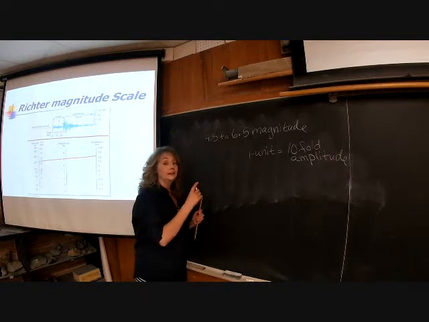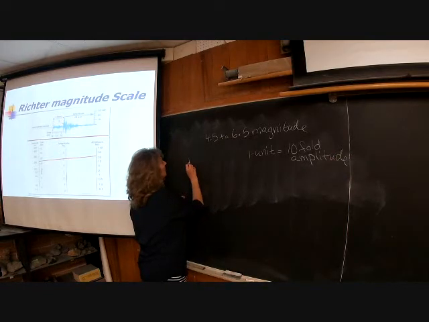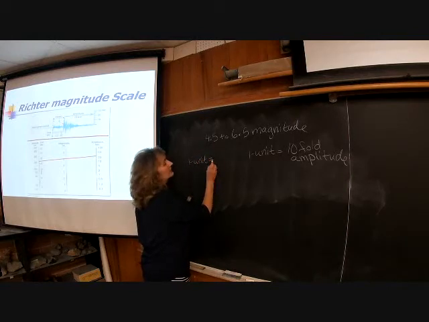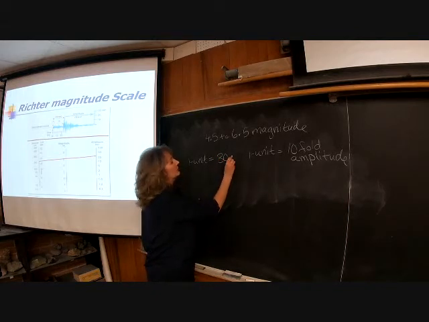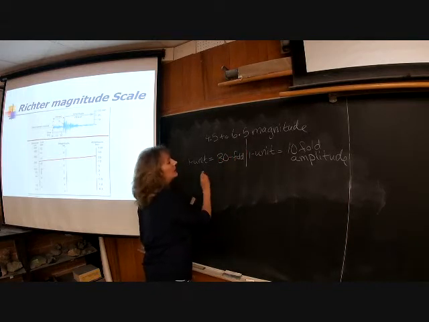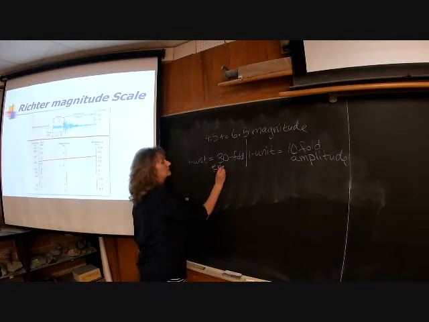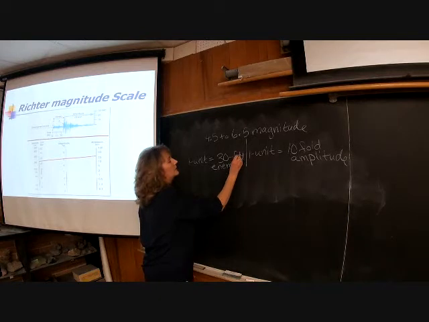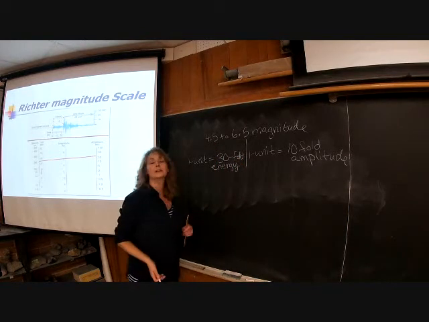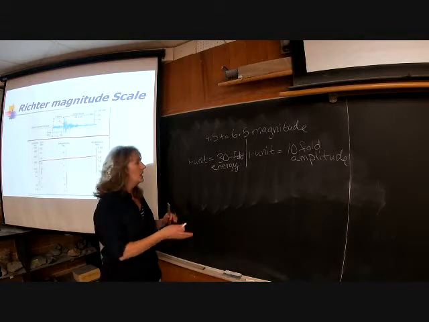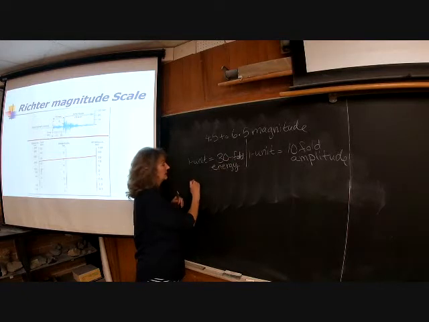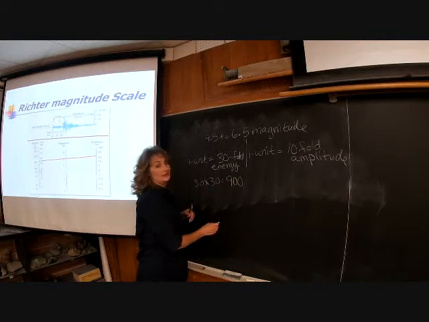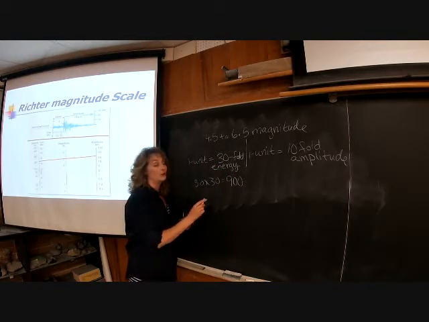But for energy, the amount of energy, 1 unit increase gives us, I'm going to just round it to 30, makes it easier to calculate, 30-fold increase in energy. So if we went from 4.5 to a 6.5 on the Richter scale, the amount of energy would have been 30 times 30. 30 times 30 equals 900 times more energy being released.